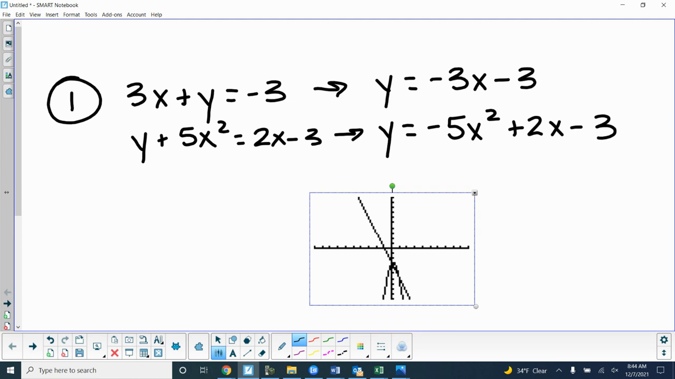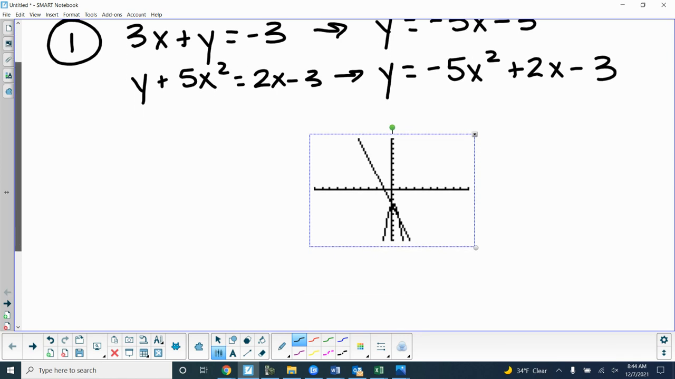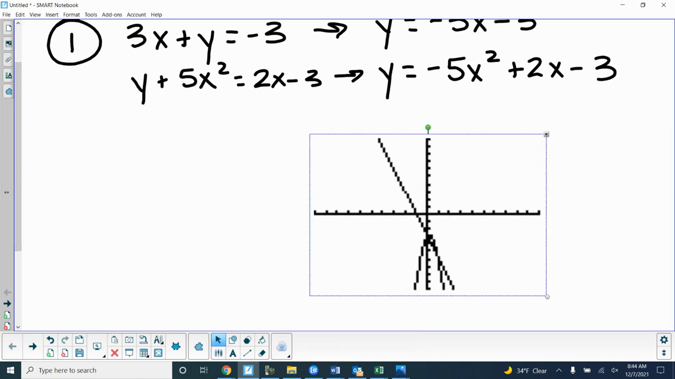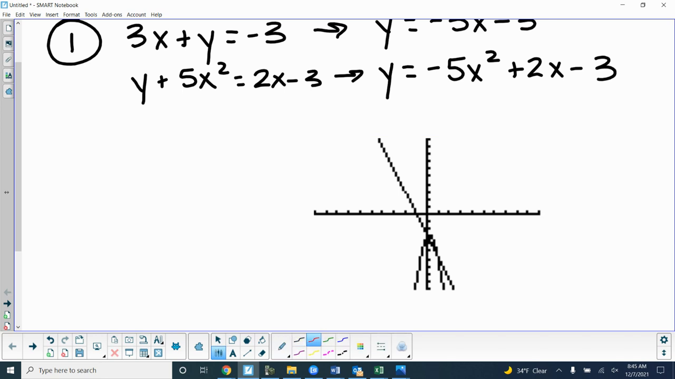For this problem, we're not done. We're looking for the points of intersection, right? It's a system of equations, right? So I got to find those points of intersection. And it looks to me like there's 2 points. It's kind of hard to tell, but let me get that a little bigger. It looks to me like there's a point here somewhere and over here somewhere. Okay, that's what it looks like. So we have to find those 2 points of intersection, okay?